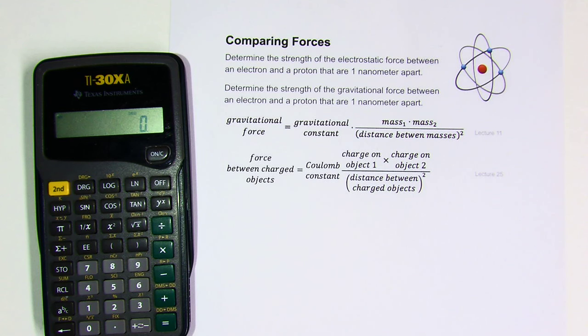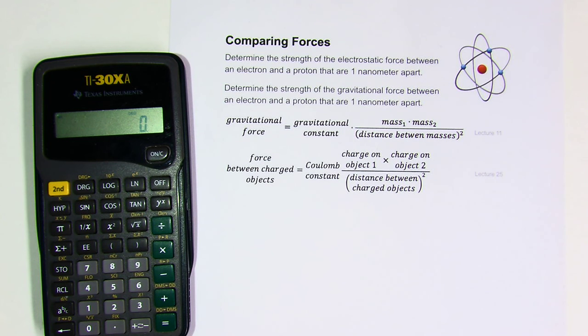In this problem, we're asked to figure out the strength of the electrostatic force between an electron and proton that are part of an atom, and then determine the gravitational force between an electron and proton that are part of an atom. And in both, we're assuming that the two particles are 1 nanometer apart. A nanometer is 1 times 10 to the negative 9 meters. So we can do these in either order, I suppose. The problem asked us to do the electrostatic force first.